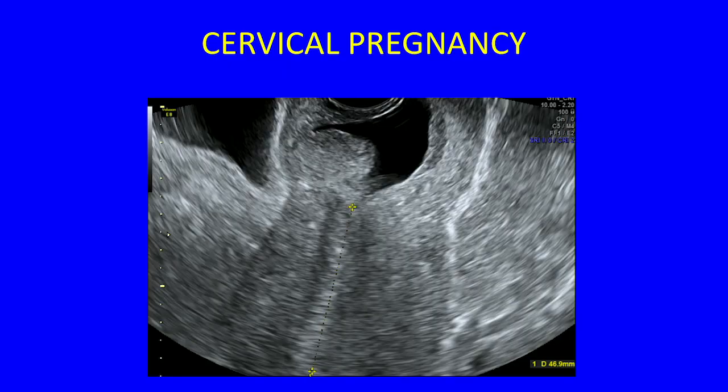Cervical pregnancies are very rare, very rare. And here you can see an axial uterus, an empty cavity. You can see here, there's where the bladder adheres. This is the internal os, and the pregnancy was below that.